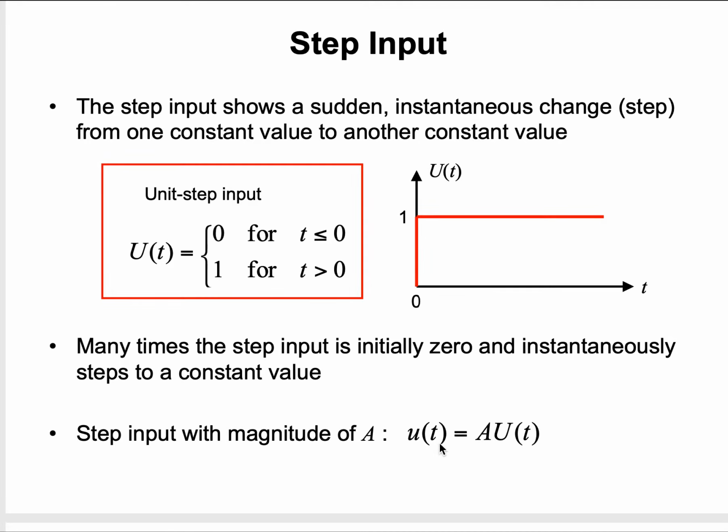That is the step input. What does that mean? It is a constant value all of the time, starting from 0. So it's 0 for time before 0 and 1 for all the others. Or if it's not 1, something else, it is that number times u.